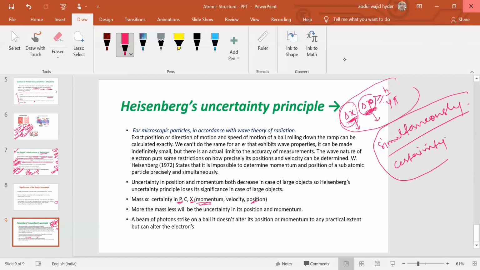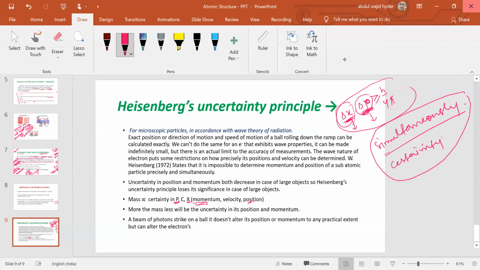If I'll be reading this answer, then I'll be looking for these two words first. If these two words are there, then I'll be reading the complete sentence. Otherwise, I'll be crossing it and giving 0. So these two are keywords in Heisenberg's uncertainty principle.